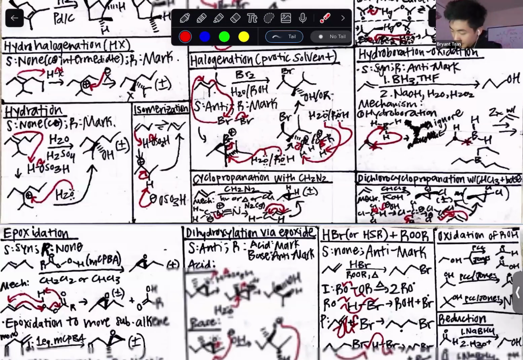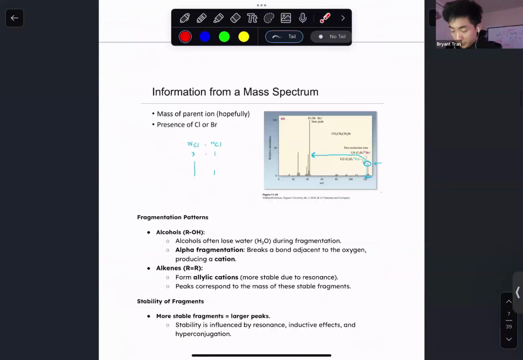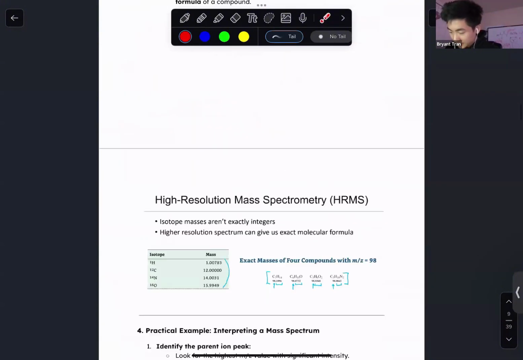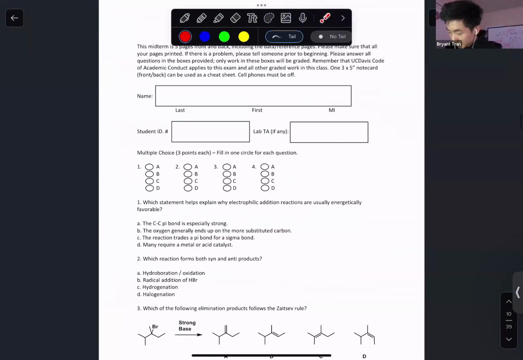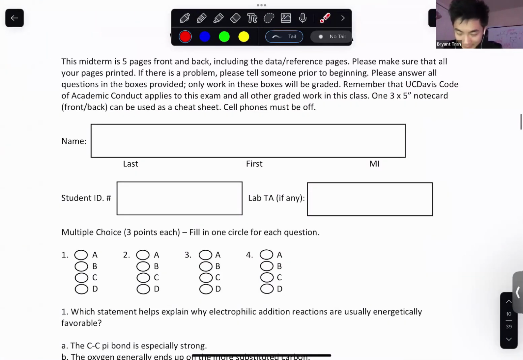Okay, mass spectrometry notes, conceptual question, multiple choice question on the exam. And then here's the winter 23 practice midterms. So Layla, let's go check your answers here. Winter 2023 midterm 1, section A.